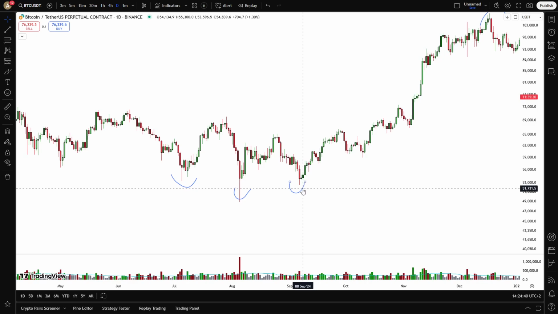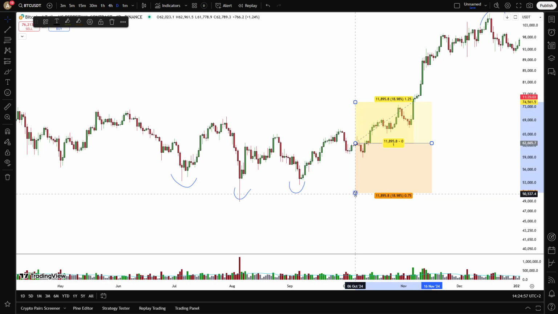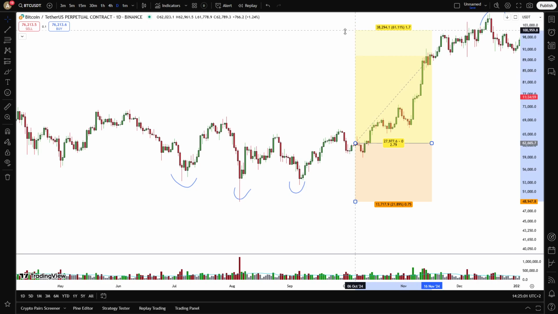Okay, here, look, this is the only one that worked out. But still, if you would have entered on a neckline break with a very wide stop, let's even say you had this as an entry, yes? And this was your stop and this was your take profit around that 100k mark. Yes, looks like a decent trade. But here comes the thing.